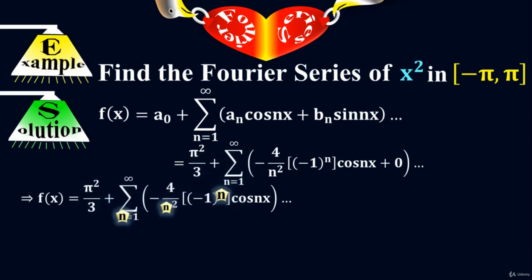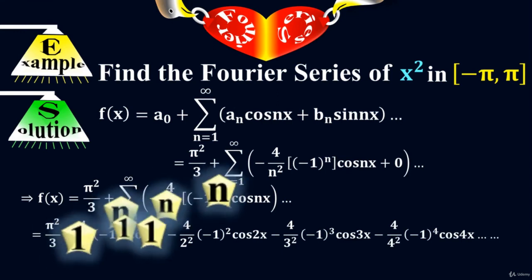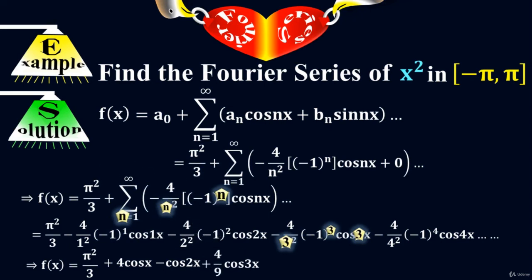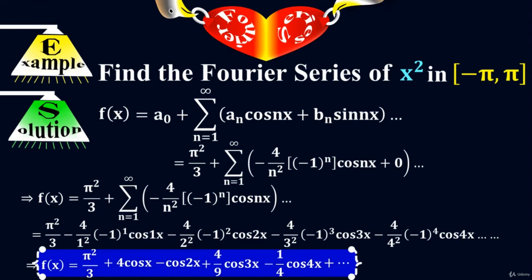Now I'm going to substitute some random values for n. If I put the value of n equals 1, it equals plus 4 cos x. If I put n equals 2, this term equals minus cos 2x. If I put n equals 3, this term is going to be plus 4 over 9 times cos 3x. If I put n equals 4, this last term will be minus 1 over 4 times cos 4x. And this is my final Fourier series for the function x squared, which is an even function, if it is defined in the limit from minus pi to plus pi.